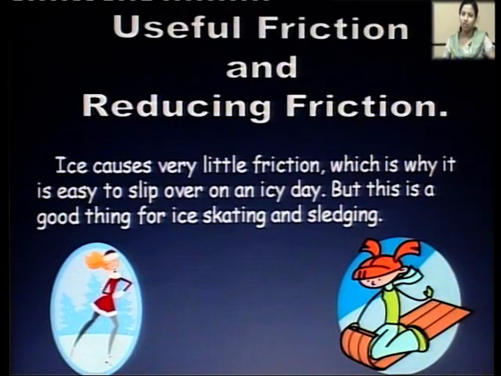Next example of friction: ice causes very little friction, you know very well, which is why it is easy to slip on an icy day. But this is a good thing for ice skating and sledding. But if we want to walk on the ice, it is very difficult, because on an icy road there is very little friction, and if we want to move, then we require more friction than this.